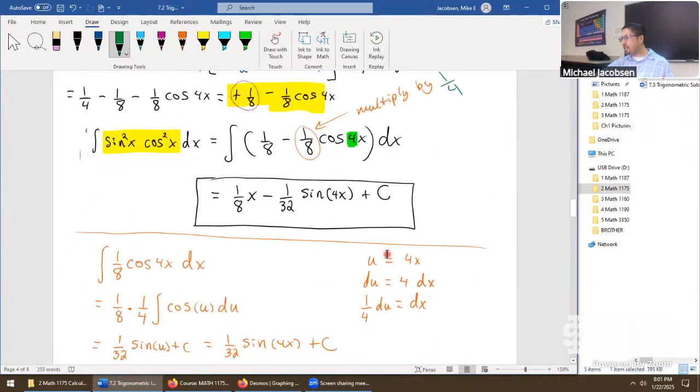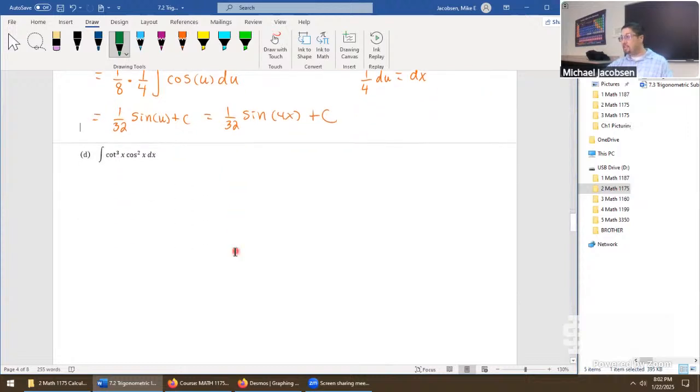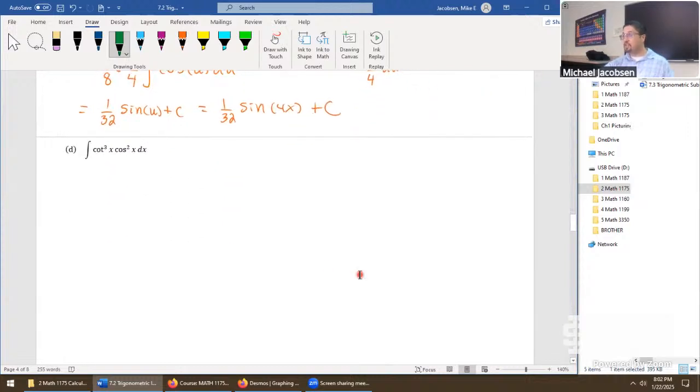And let's take a look at what we've got next. One last one. This one actually doesn't really fit the pattern because the problems that we were looking at were factors of sine to a power times cosine to a power. This is a cotangent, and so this is kind of the odd one out in the notes. Here we need a whole different strategy.